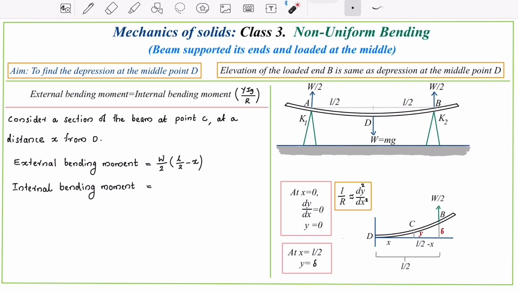We have already seen the internal bending moment, that is due to the restoring couple, that is equal to YIg divided by R. Now at equilibrium, this external bending moment is equal to the internal bending moment. Because at equilibrium the beam is balanced, the external bending moment balances the internal bending moment. So you can say W by 2 into L by 2 minus x is equal to YIg divided by R.